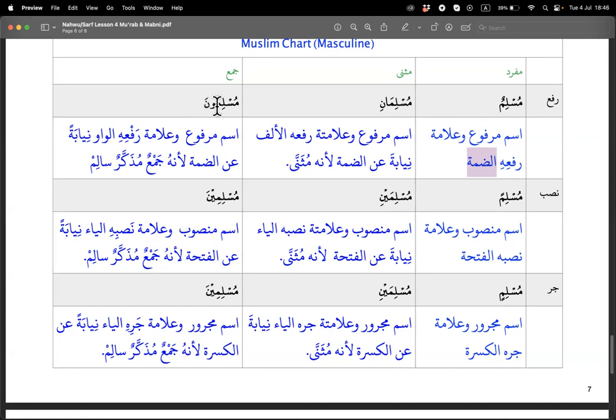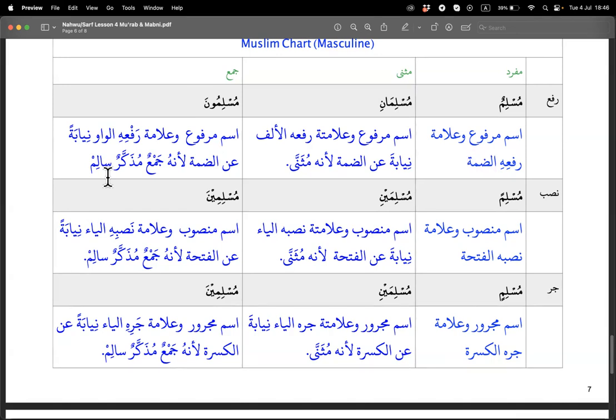So this is ism marfu bil what? Ism marfu bil waw. Yes. Again, waw is not the default sign of rafa. What is the default sign of rafa? Niyabatan anil dhamma. Exactly. Then li'annahu, why is it the case? Why doesn't it, jamak muzakkar salim. Exactly.